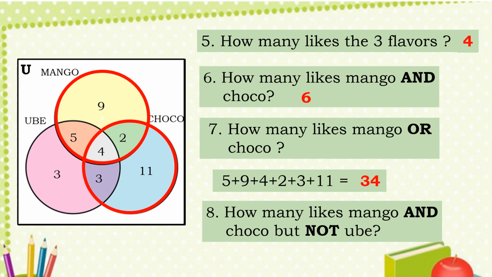Next, how many like mango and choco but not ube? Doon muna tayo sa mango and choco. When I say mango and choco, I mean the intersection of mango and choco. But it is said in the problem that mango and choco but not ube. So therefore, the correct answer is 2.